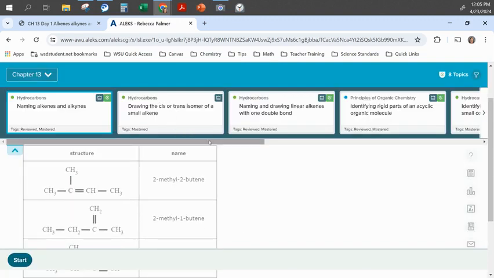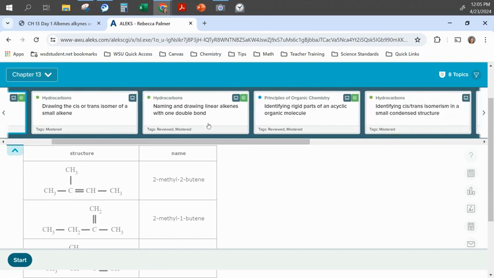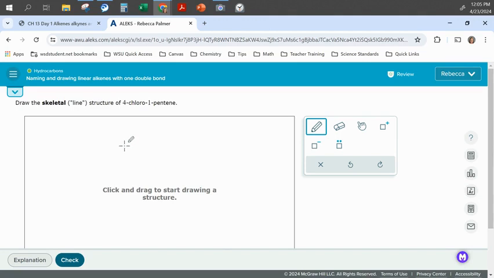Next one, so we're going to do most of the items next time. Naming and drawing linear alkenes with 1 double bond. This one can go back and forth, so make sure that you draw the correct one. If it says skeletal, draw the one with the sticks. If it says condensed, draw the one with the CHs. Make sure you draw the right one. This says skeletal.